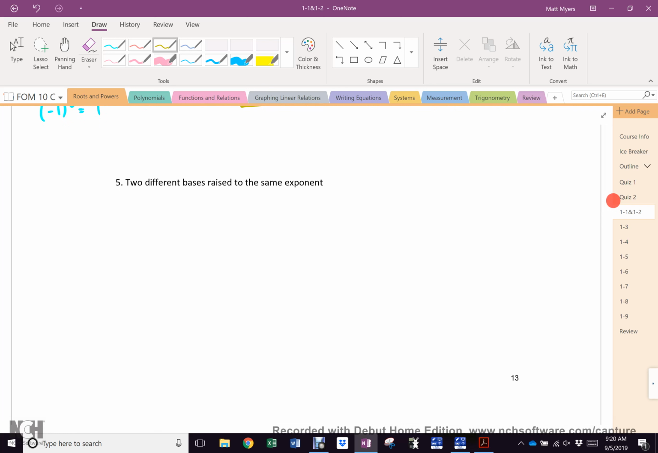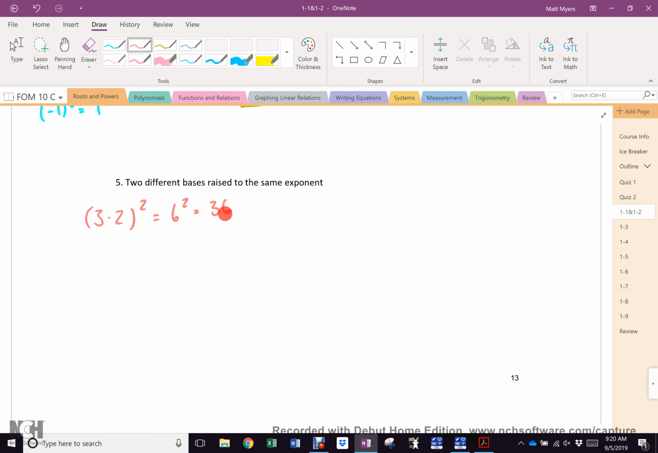Next one's easy. We're back to an easy one. Two different bases raised to the same exponent. So in numbers, that would look like this: 3 times 2, squared. Now, in grade 9, what would you do with that 3 and that 2? You'd multiply it and get 6 squared, which would get you 36, right? Easy peasy.